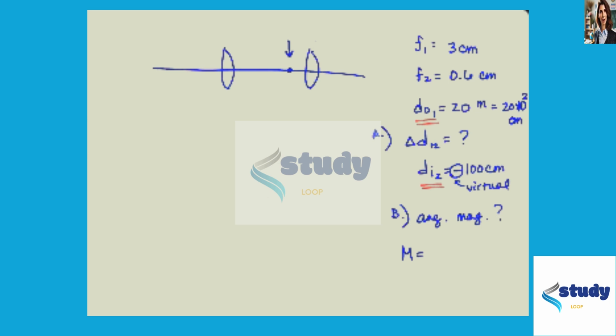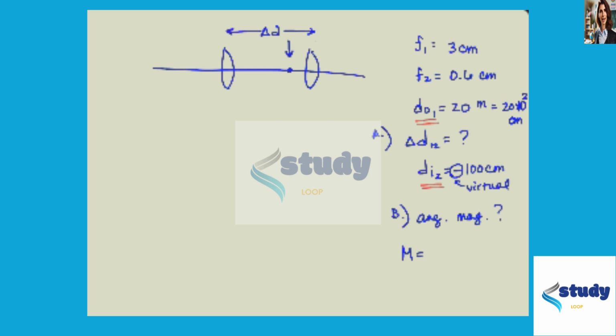In this problem, you are asked to determine the distance between these two lenses if you are given the focal lengths for both of these lenses and you know the original object distance from the first lens and the image distance for the second lens. So we're going to do that in two parts. We want to know what this distance is.